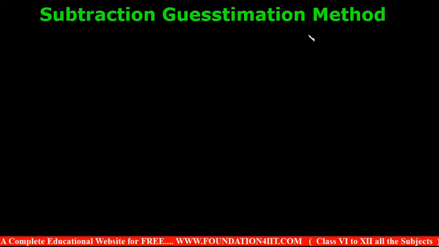Subtraction guesstimation method. Here I will show one simple technique, similar to the previous topic on addition. We'll take the same example and round it to the nearest thousand, hundreds, and even tens. Let us take the same problem from the previous topic: 8367, I need to subtract this from 5819. This minus this.